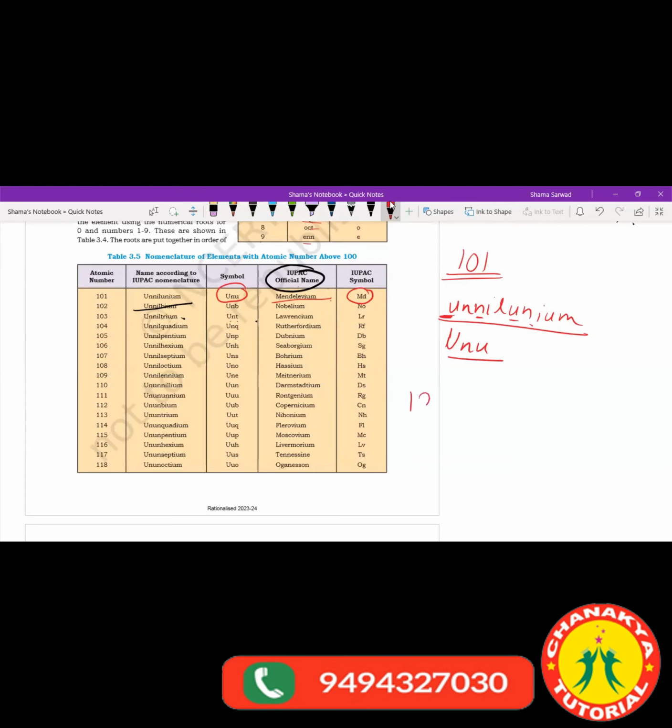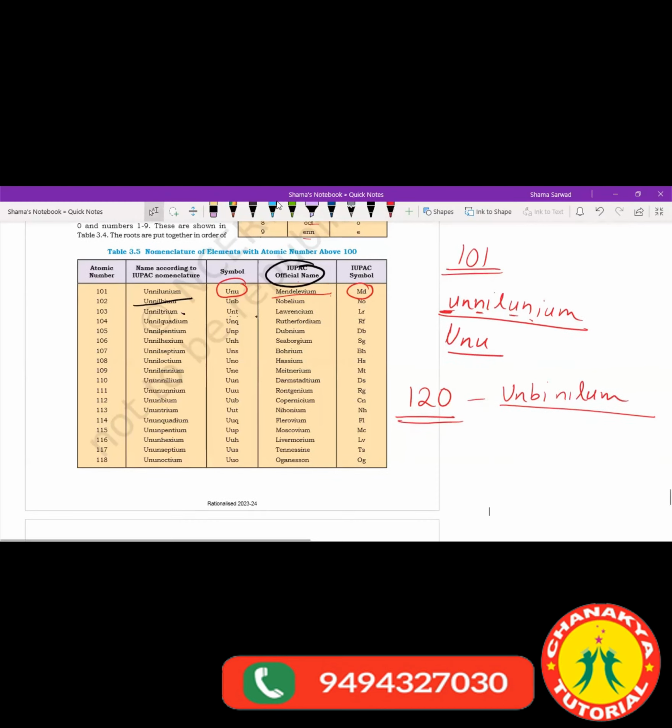So what would it be for 120? Can you give the name for it? Which was asked in the problem. Un, bi, for two, then zero, nil, and ium. Okay. Understood? Clear? We'll check whatever we have given, whether it's true or not.